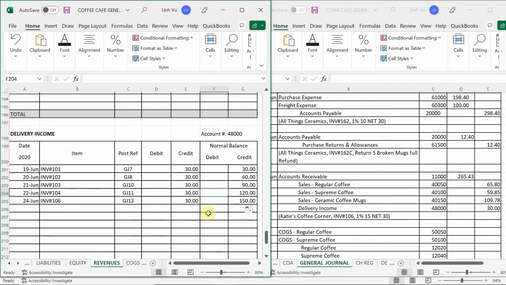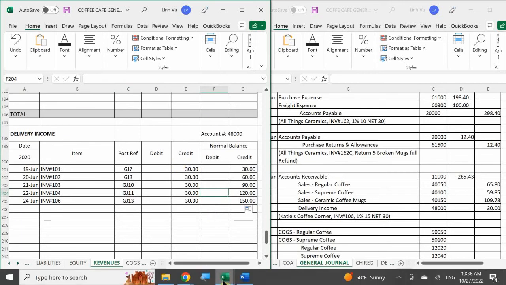Okay, so what comes after? Now we finished the journal, we finished the ledger. What is next? We got to do the subsidiary. Yeah, we have to update Katie's account.